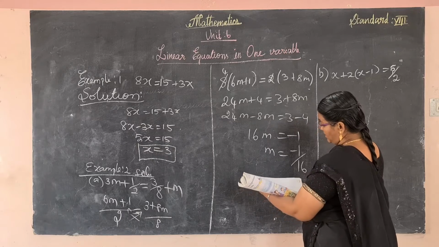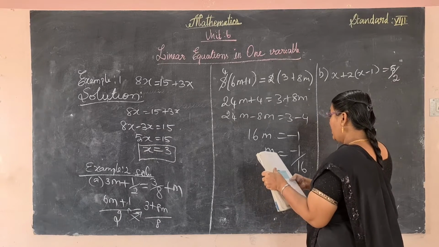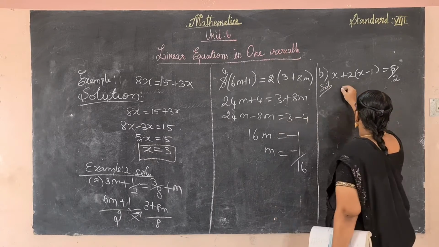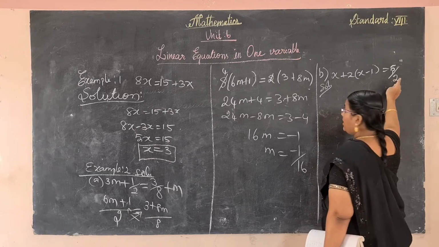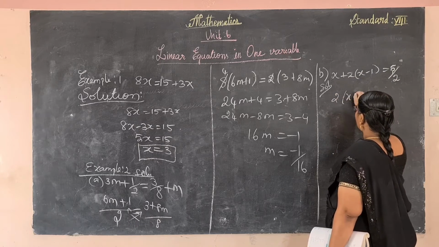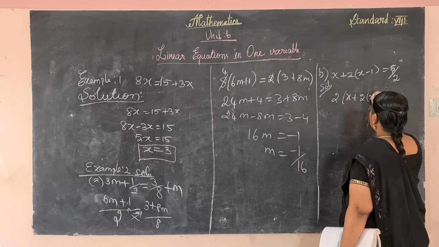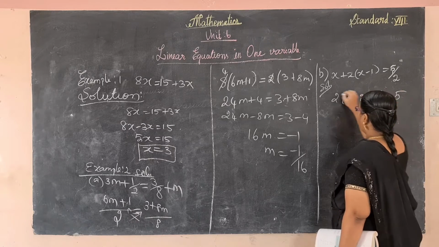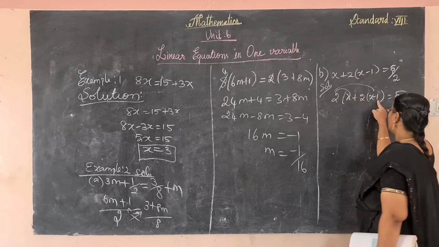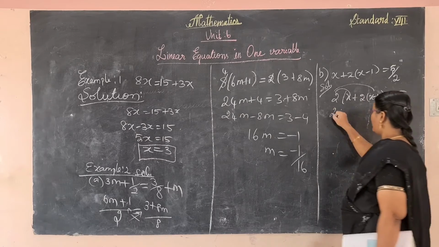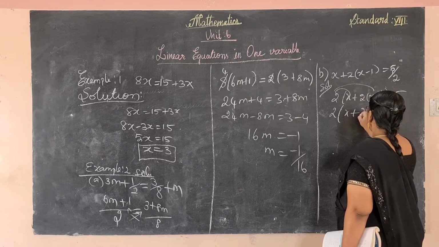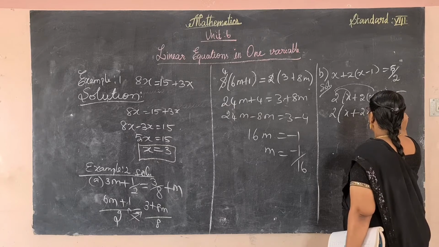x plus 2 by x minus 1 equal to 5 divided by 2. Okay. Solution. So here the denominator value 2 is multiplied here. Cross multiply. Okay. So 2 into x plus 2 into x minus 1 equal to 5. Now multiply each term by 2. First multiply inside the bracket: 2x minus 2 equal to 5.